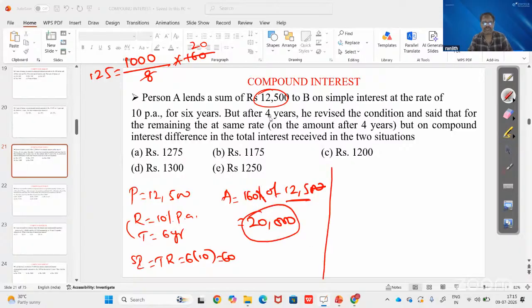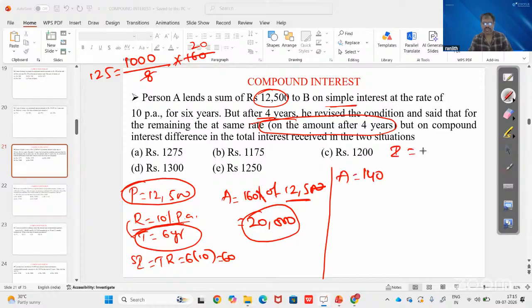But after 4 years, I don't need simple interest, I need compound interest. Whatever the amount I will get after 4 years, he chooses the compound interest on it. So the principal is the same 12,500, R percentage is also 10 percentage, but the time period will be equal to 4 years. Then the amount will be 140 percentage, I equal to TR, right? So 4 into 10 equal to 40.